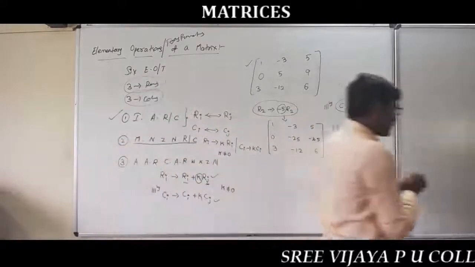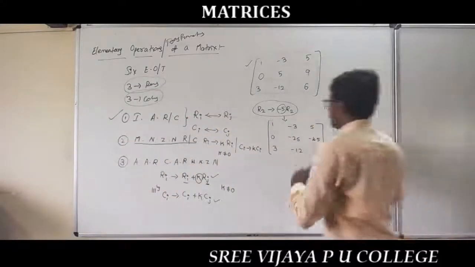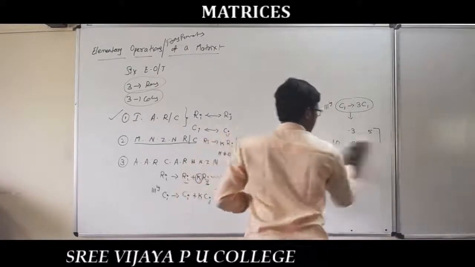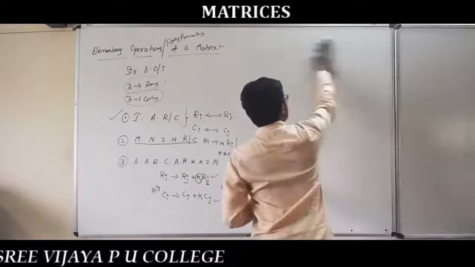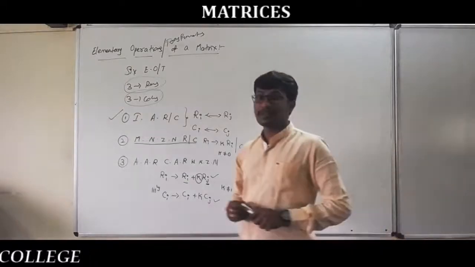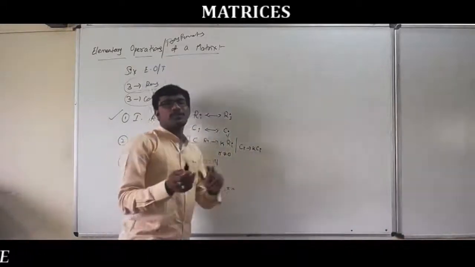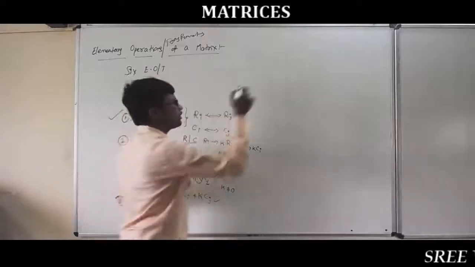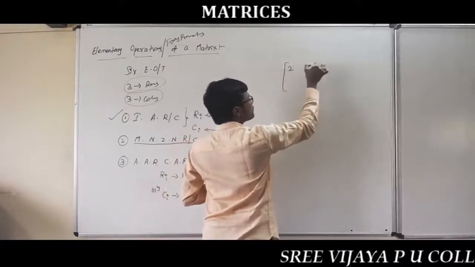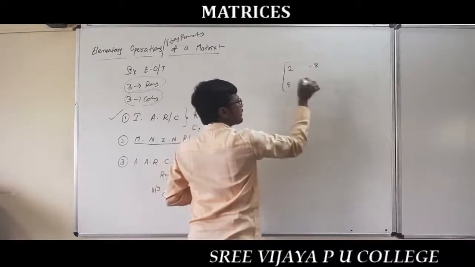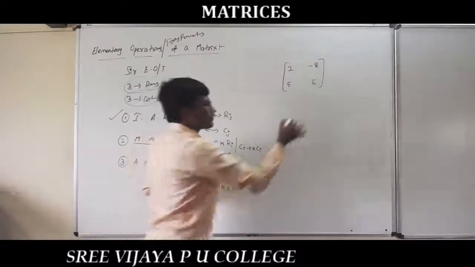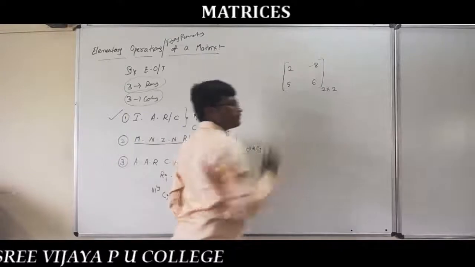Okay. So, let us take an example of the third one. For that, I can take a matrix. Whether it is 2 cross 2 or 3 cross 3, whatever it may be, it should be a square matrix. What is meant by a square matrix? The number of rows and number of columns must be equal. It is called a square matrix. So, we will take a 2 cross 2 matrix: 2, minus 8, 5, 6. So, this is a matrix of order 2 cross 2.